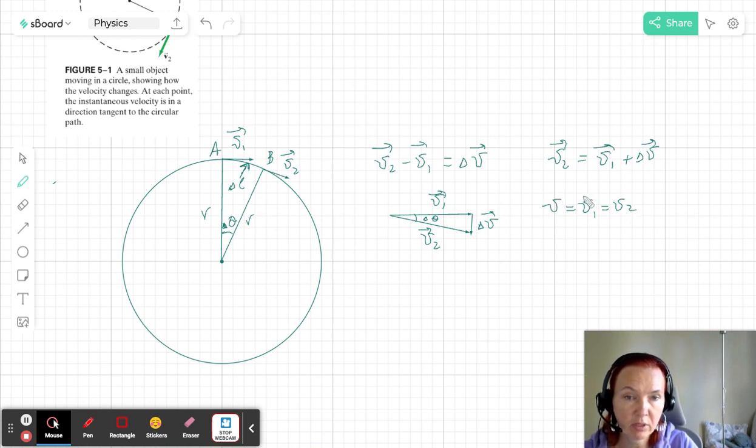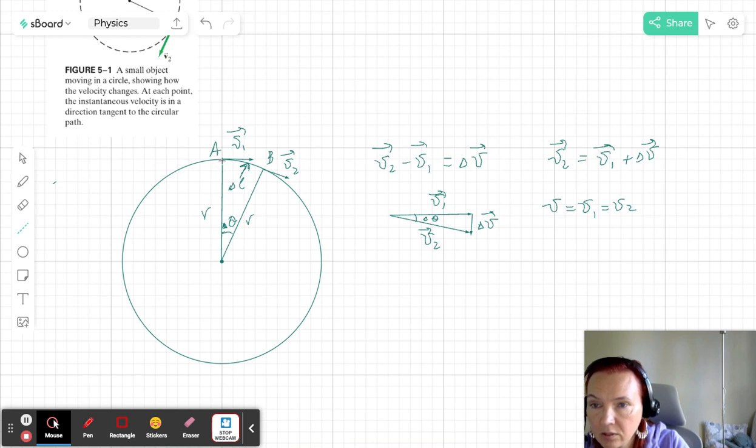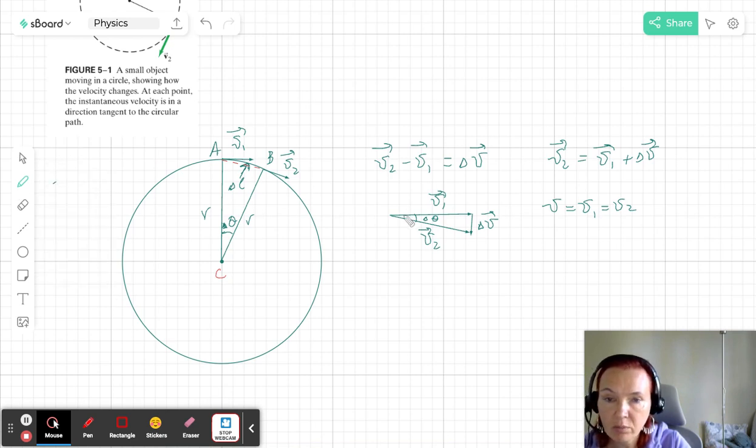So see, I'm not labeling them with the vectors. It is the magnitude of vector v1 and v2. Now take a look at this triangle that we have here and this triangle that we have here. If I were to draw a chord AB, then my triangle, let me label this point C. So my triangle CAB is going to be similar to this triangle that I have here.